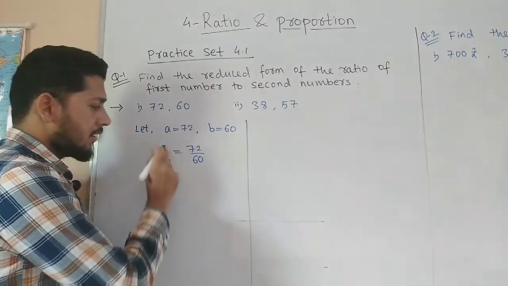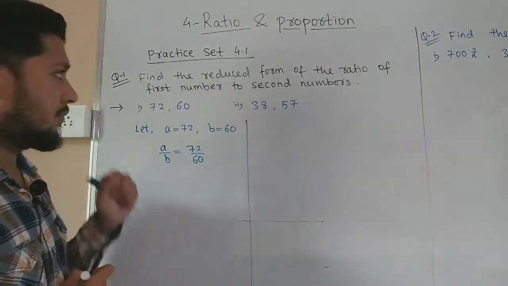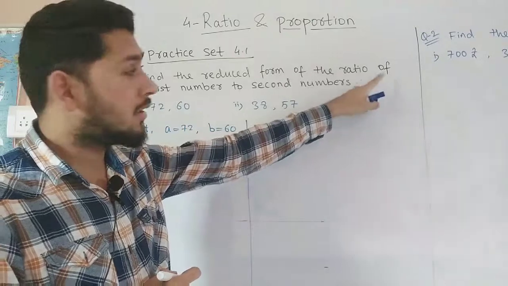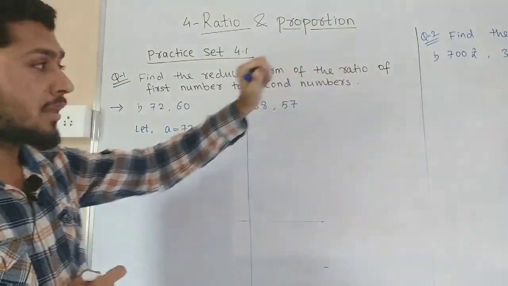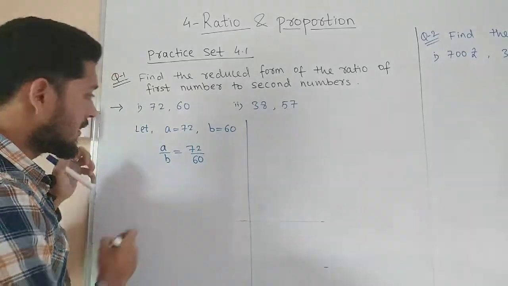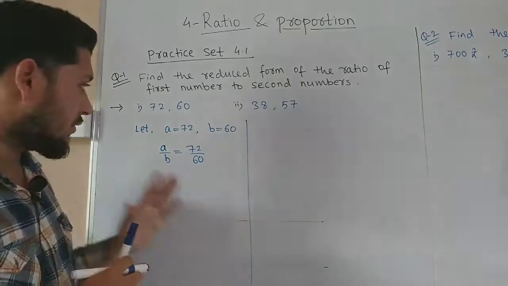After that, what we have done: A upon B equal to 72 upon 60, because we have to reduce the form. We have to take the ratio. Ratio means division, so here we have taken the division. Now 60 and 72, first you have to understand and observe the table.